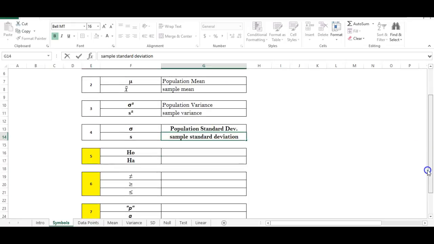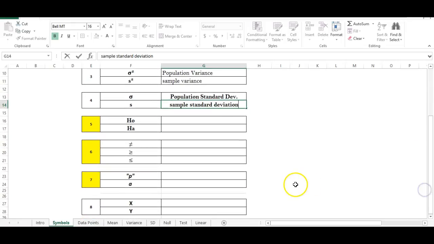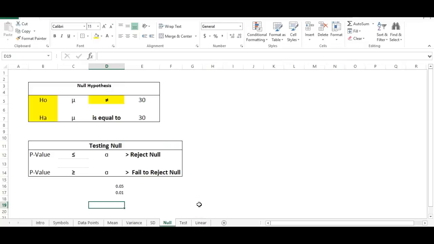Now for the next set, I'm actually going to look at sets 5, 6, and 7 together in the same context. So H0 and HA, a concept we use in something called null hypothesis. A null hypothesis is essentially a formal way of stating something that you're trying to prove or disprove. Could be an assertion, could be a guess.